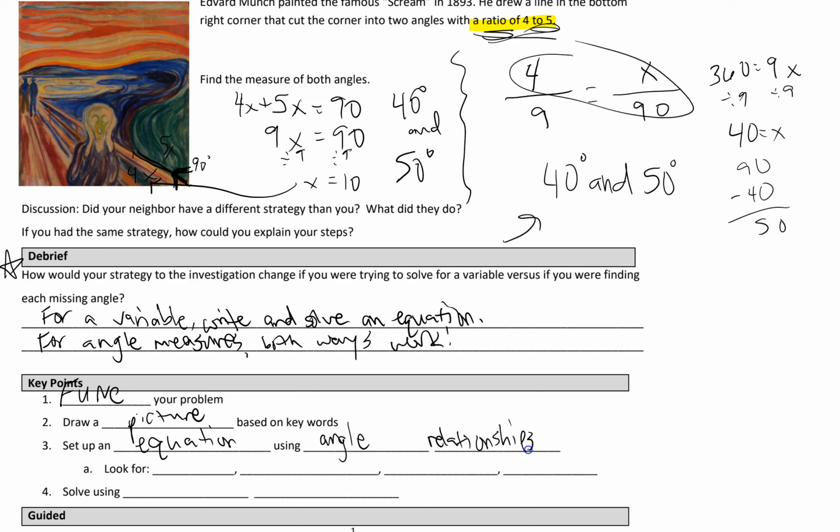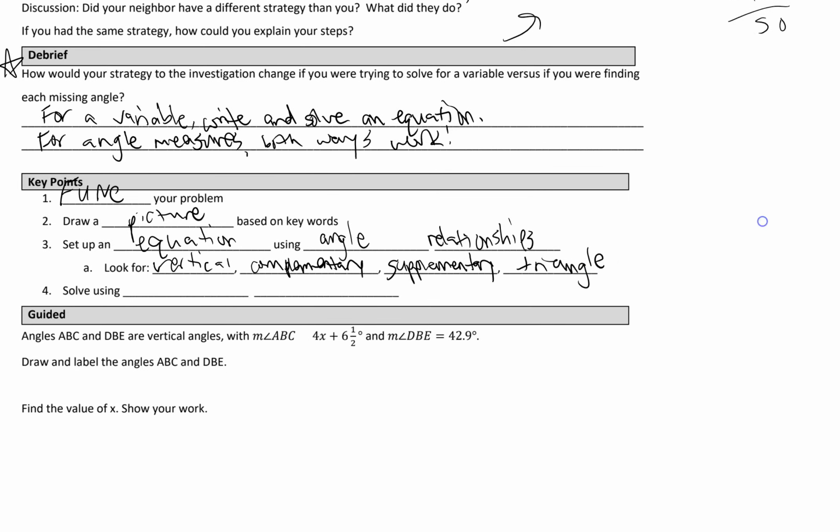So what are my angle relationships? Things you're looking for. Maybe you'll see vertical. You might see complementary. You might see supplementary. Or you might just be given a description of a triangle. And then lastly, once I have an equation, you're going to have to solve using inverse operations.